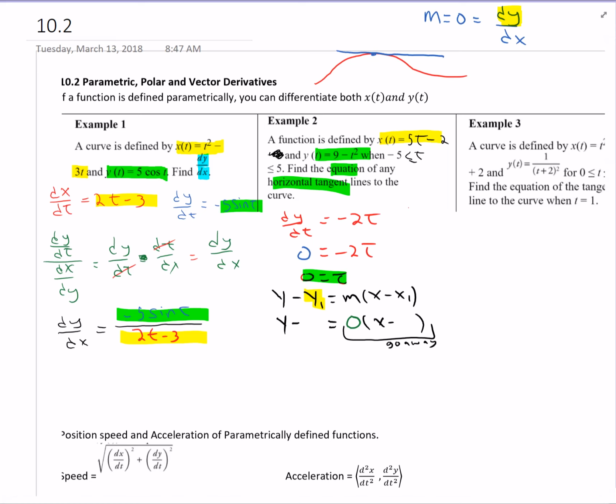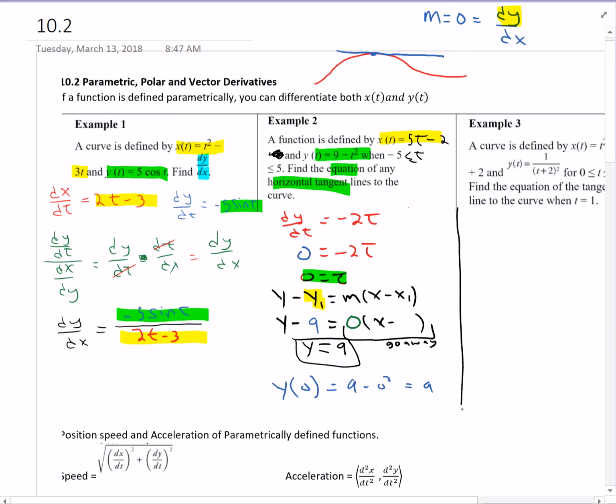So we can go up to our y piece and say, y of 0 is going to be 9 minus 0 squared, which is 9. So this y coordinate is 9. And the equation itself is going to be y equals 9. That's the equation of that horizontal tangent line.